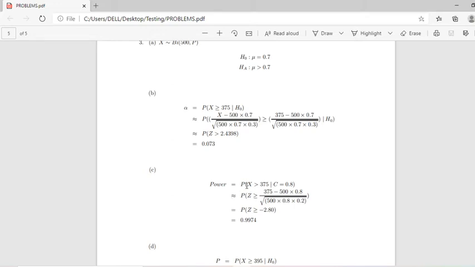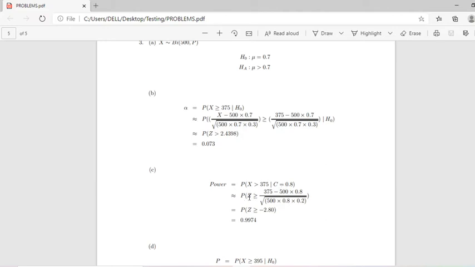So what is power? Power is the probability of rejecting the null hypothesis when the alternative hypothesis is true. Since the alternative hypothesis is mu greater than 0.7, we can take any one value for the numerical calculation. So we take the value of p, or mu, as the proportion 0.8 instead of 0.7. A value greater than 0.7 is 0.8.